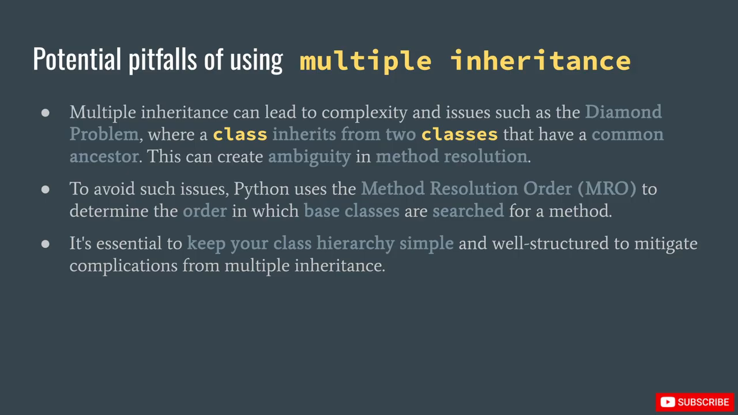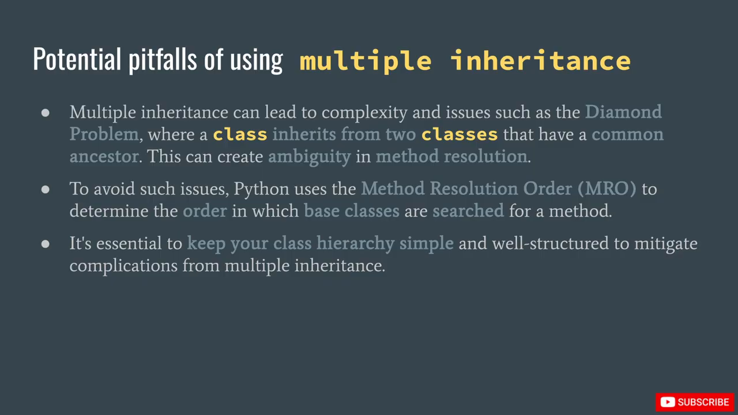While multiple inheritance can be a powerful feature, it also introduces complexity and potential issues, one of the most notable being the diamond problem. This occurs when a class inherits from two classes that share a common ancestor, leading to ambiguity in method resolution. To manage this complexity, Python implements a system known as the Method Resolution Order, or MRO.